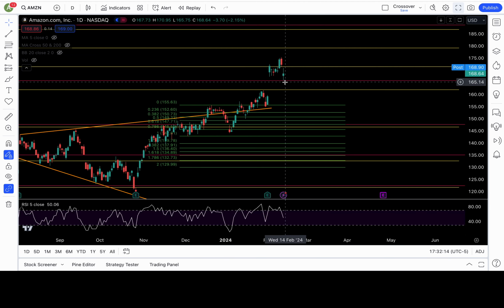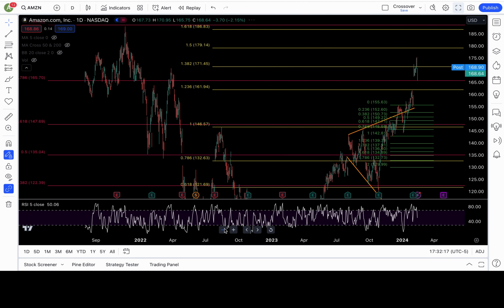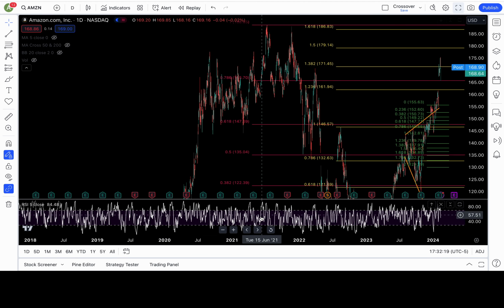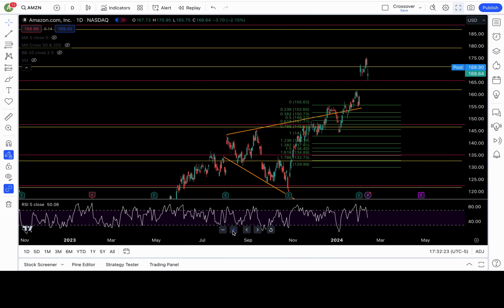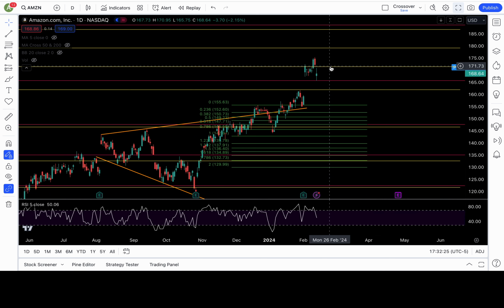Amazon bounced off a fib level as well. If I scroll all the way to the left, this is a macro fib level around 165.7. For me to trust this bounce, it's got to pop back up above 170 and 171.5. Those levels recapture, bullish, probably go up to 175 or higher.